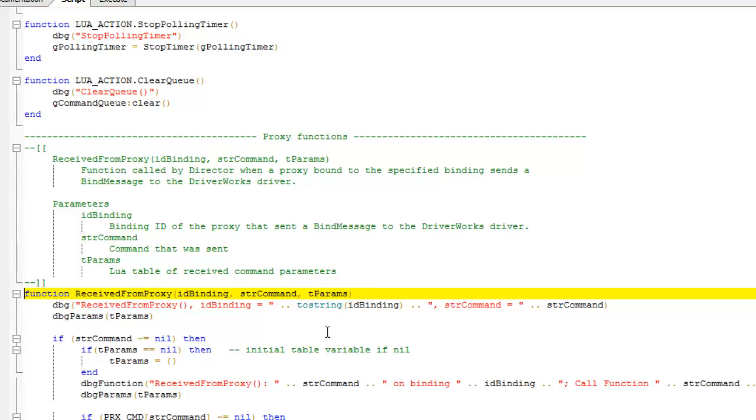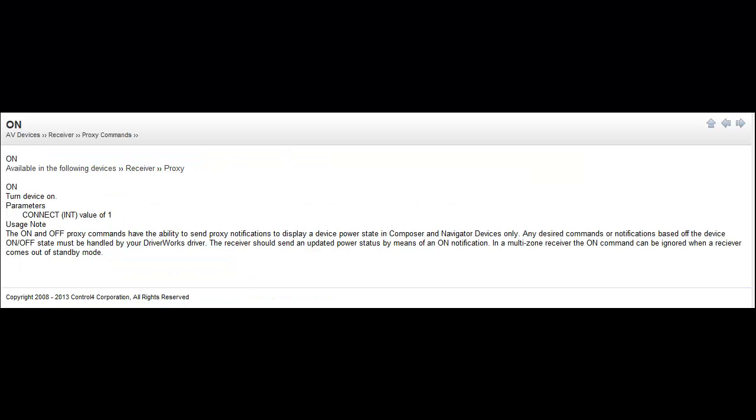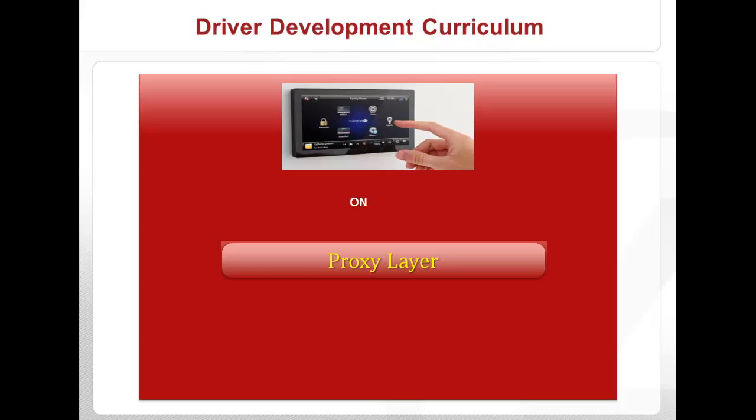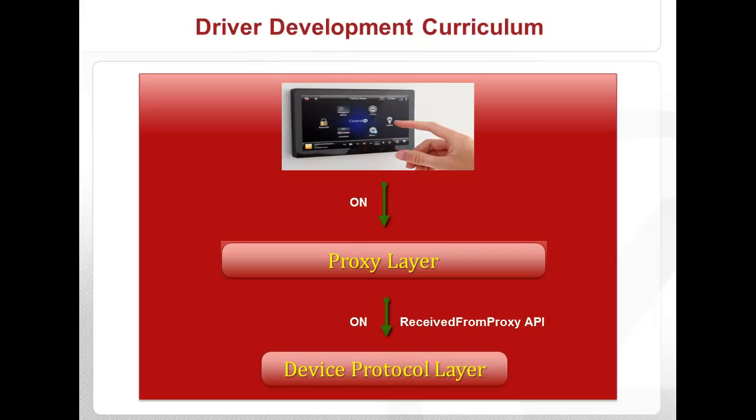Now, let's take a look at a simple command that can be passed using Received from Proxy. Here is the on command. When a user selects a device from a touchscreen, remote, or mobile device, the on command is passed on to the proxy layer or proxy driver. Assuming that the command is a defined Control 4 proxy command and properly formatted, the proxy hands the command off to the protocol using Received from Proxy.